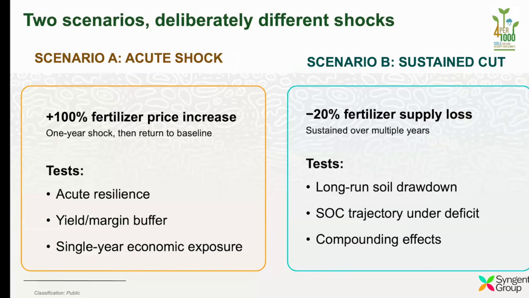We're going to explore 2 different scenarios today, side by side. First, we're going to look at what happens with an acute shock, so a short-lived price shock, supply shock, that translates into yield and margin for the grower. And then second, we're going to explore what would happen if we were to see infrastructure damage that caused a long-term reduced supply of nitrogen. What would happen to soil organic carbon stocks over that time period?